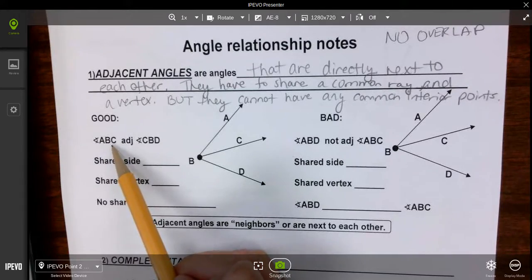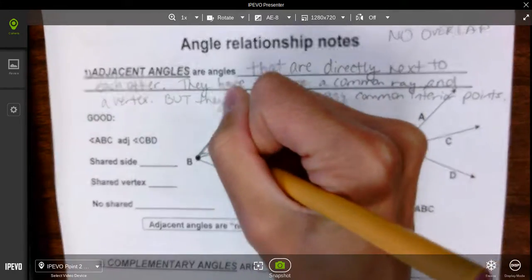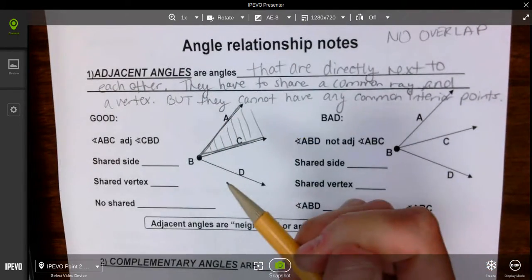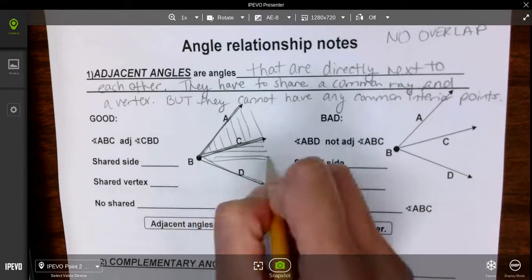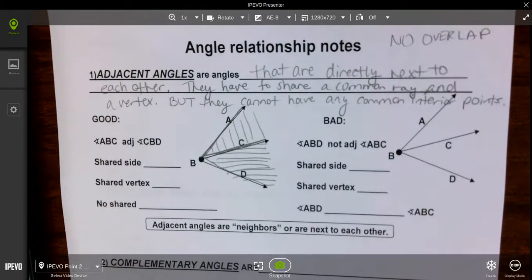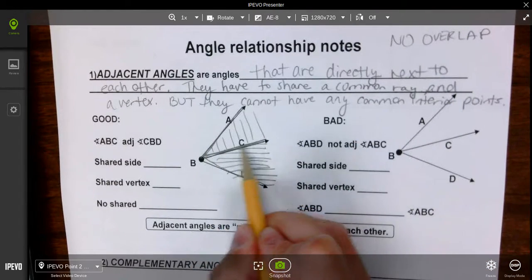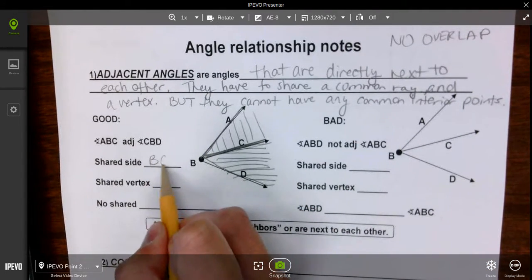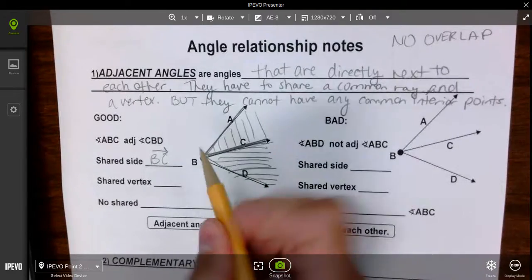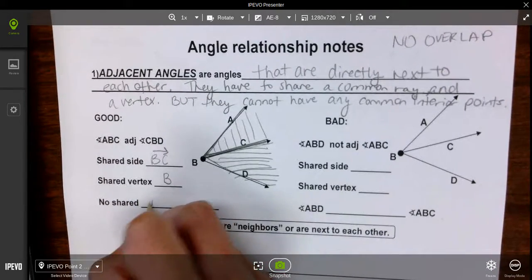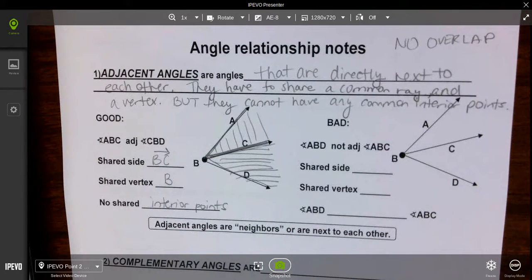In this scenario, it says angle ABC. I'm going to trace that with my pencil. Angle ABC is this right here. And then angle CBD is this one right here, just using a different pattern so you can see them. Obviously, they're directly next to each other. They share ray BC. They share that side. They share the vertex B. And they have no shared interior points, which means they don't overlap. They're directly next to each other, but they don't overlap.